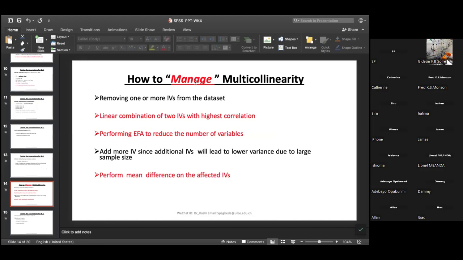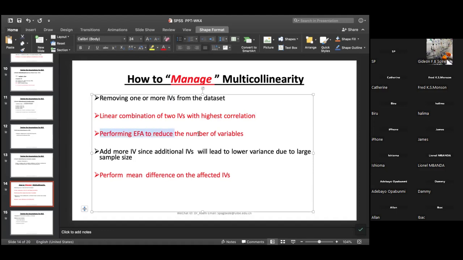Then we also discussed how to manage multicollinearity in your data set. So these are some of the remedies you can apply if you notice the existence of multicollinearity in your data set. You can remove one or more independent variables. IV here means independent variables. You can also decide to combine the IVs linearly, those with significantly high correlations. And by high correlation, I mean correlation coefficients that are greater than or equal to 0.7.